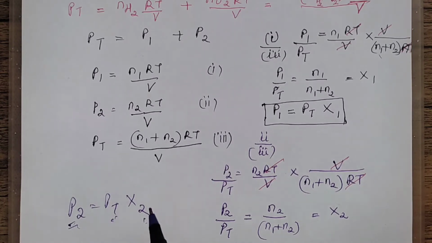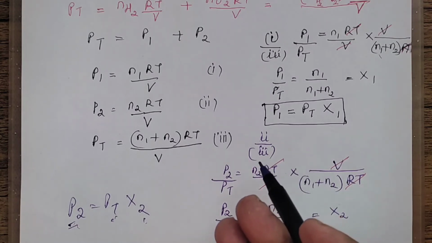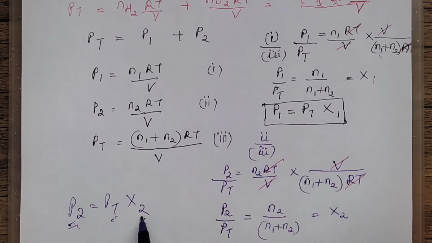We can say the more the number of moles of one particular gas, obviously the mole fraction will be more. The more the mole fraction, the more will be its partial pressure. So the partial pressure of any gas is dependent upon its mole fraction or its number of moles.